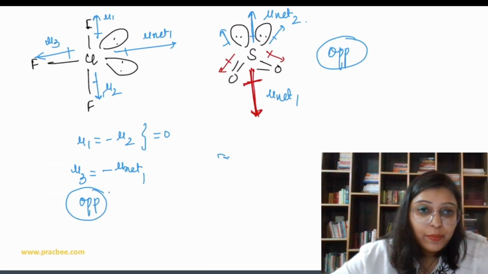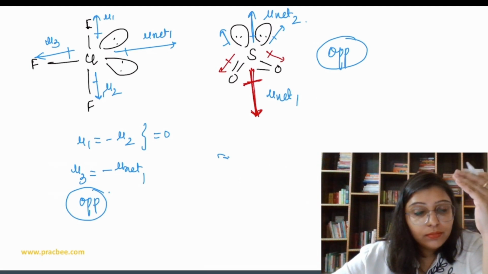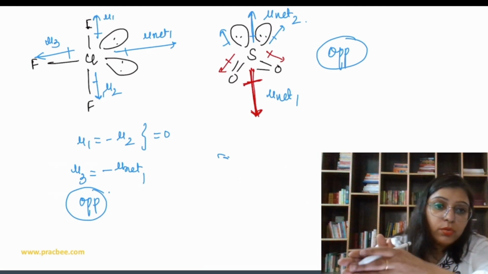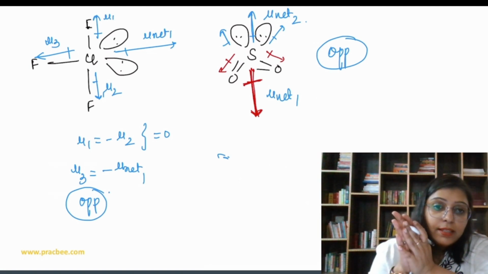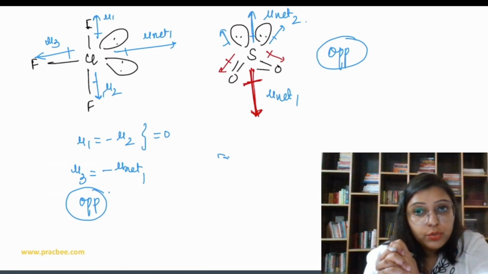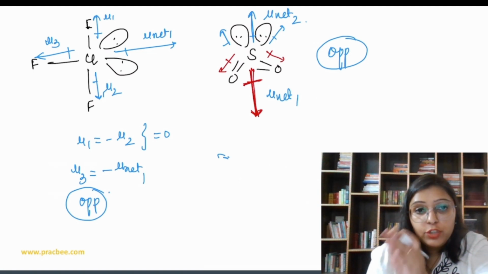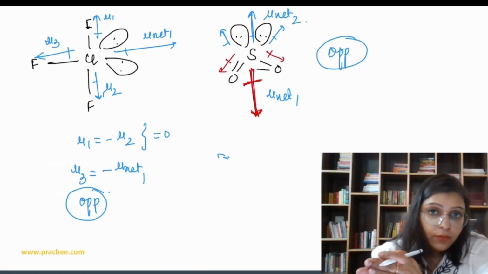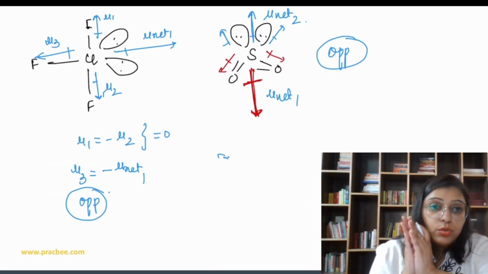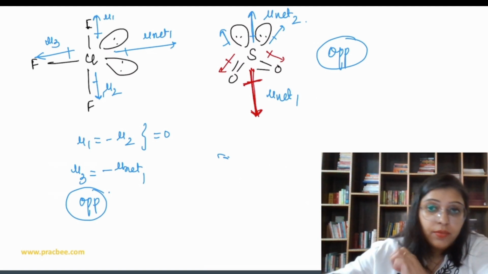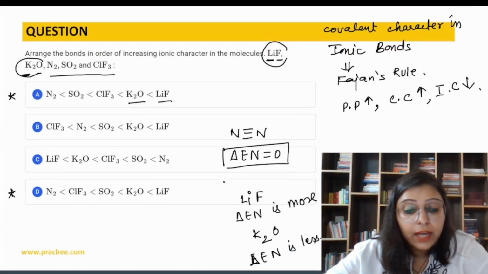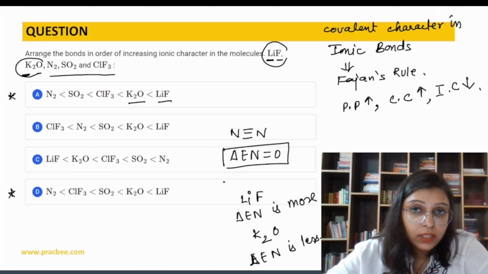How to check? Because in both, the dipole moment due to the lone pair and the dipole moment due to the bond are in opposite direction. So now how to check? For that we have to check the electronegativity of the atom. As fluorine is more electronegative, it has more tendency to attract the electron towards itself, and due to the high electronegativity of fluorine, ionic character is going to be more in case of ClF3.